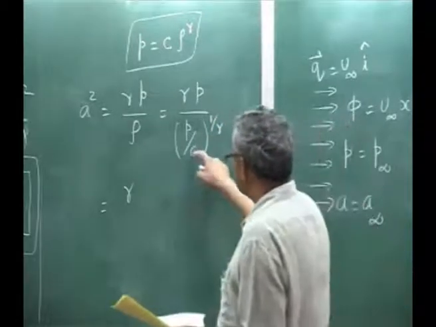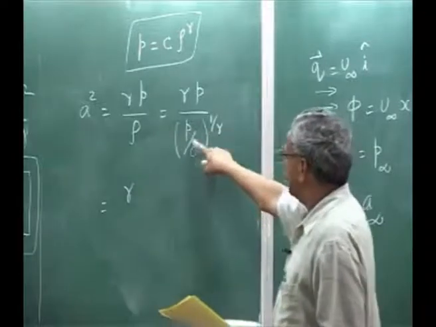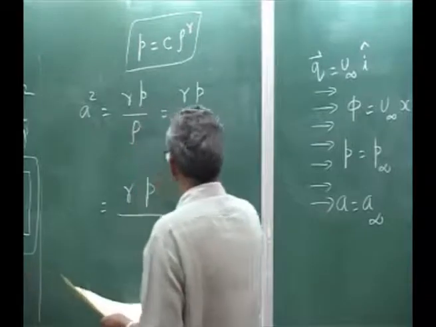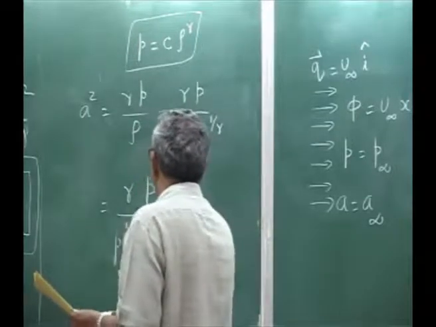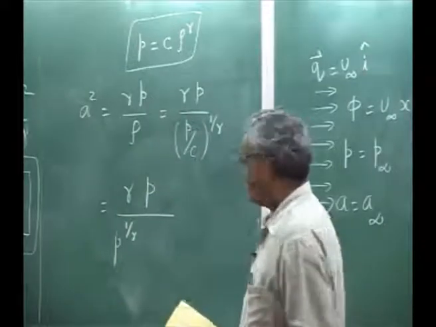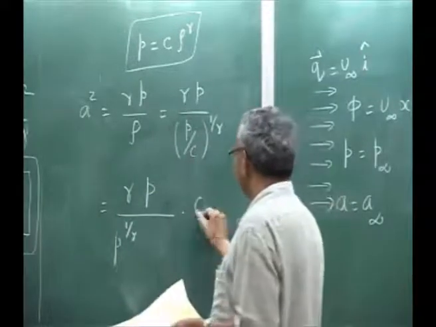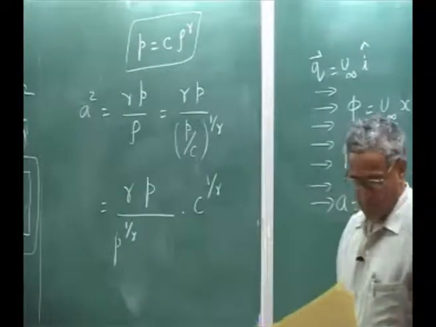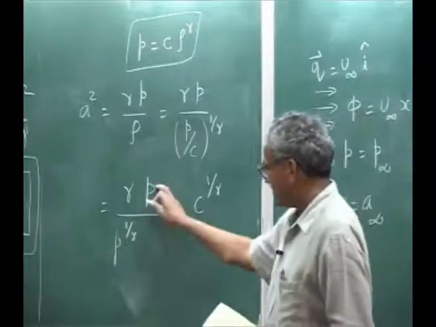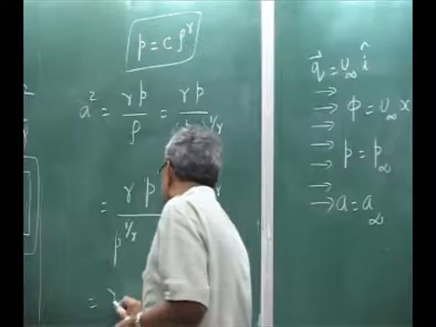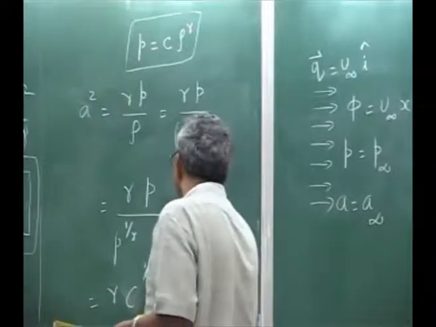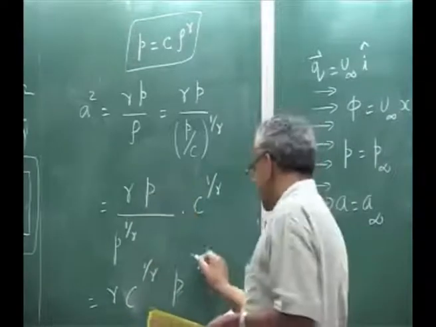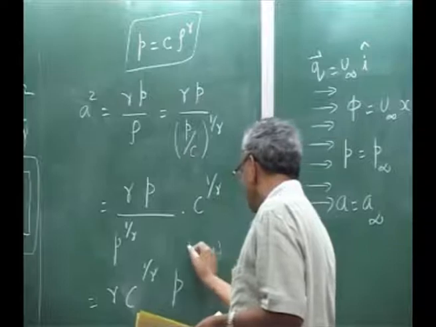Now you can take the c and the p, this will be p to the power 1 over gamma, and the c will go to the top, I will have c to the power 1 over gamma. Now if I take it up, I will get gamma c 1 over gamma p to the power 1 minus 1 over gamma, which is gamma minus 1 over gamma.